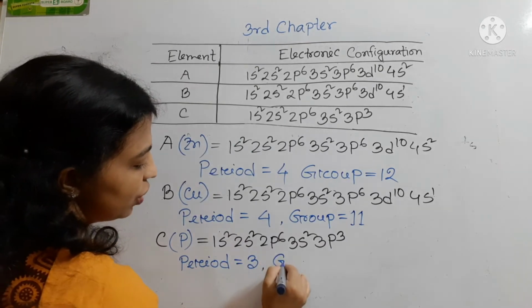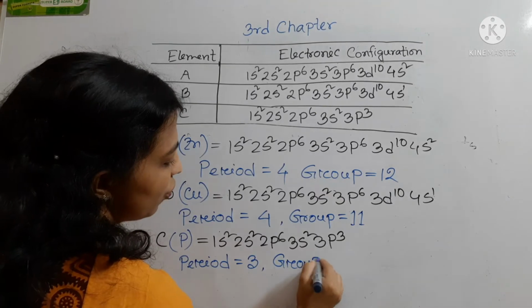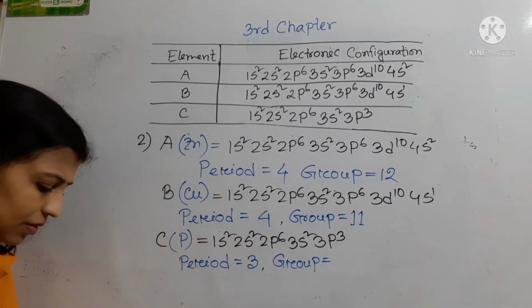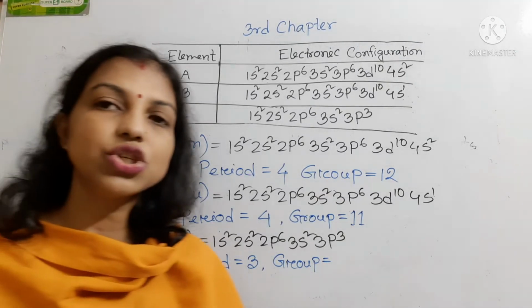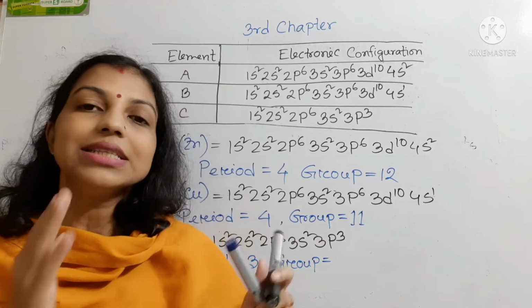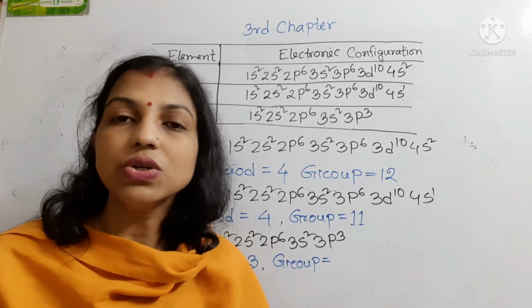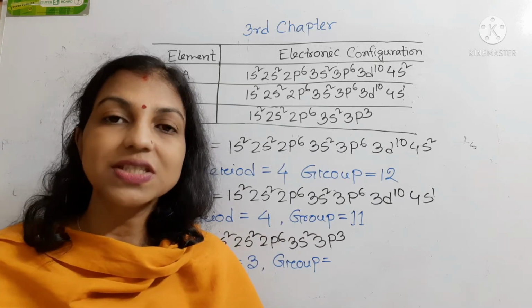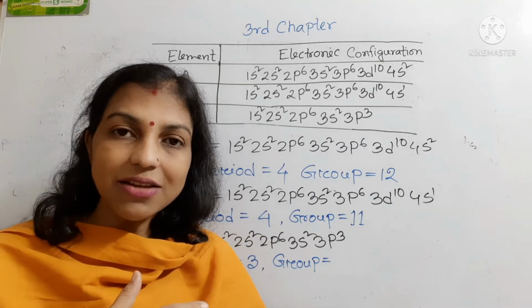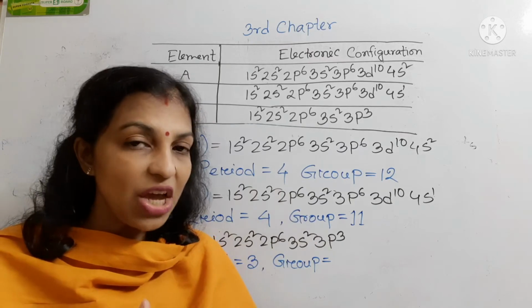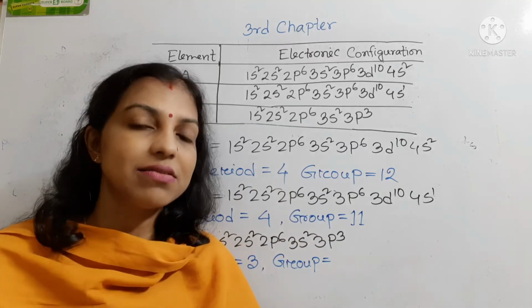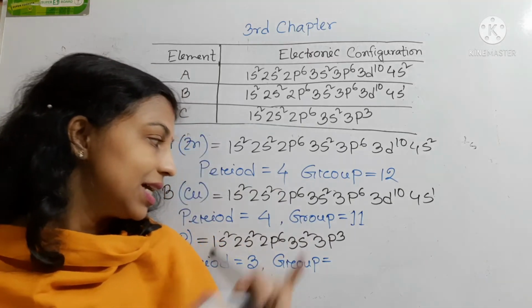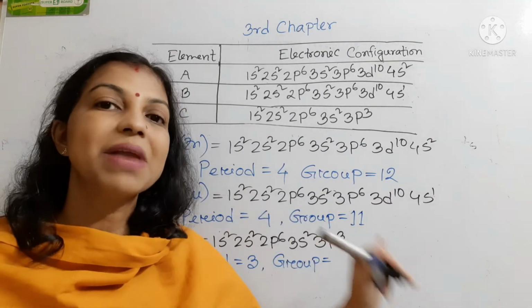Now to calculate the group number, what will be the rule? If the last electron enters the p orbital, then to determine the group number, the rule is we should add the total number of electrons present in the s orbital and the p orbital plus 10. That means s plus p plus 10.